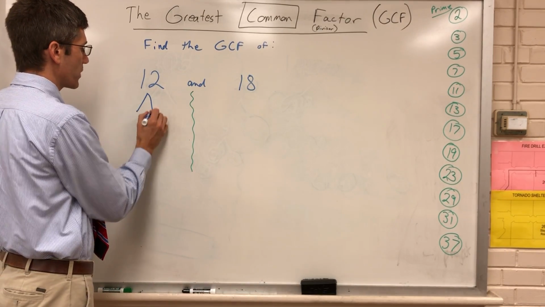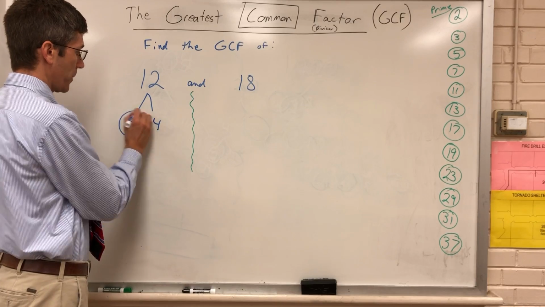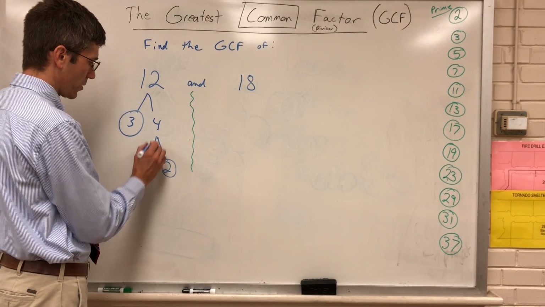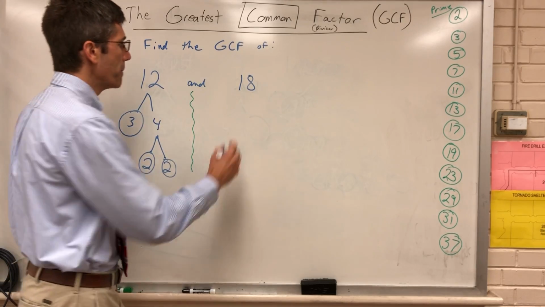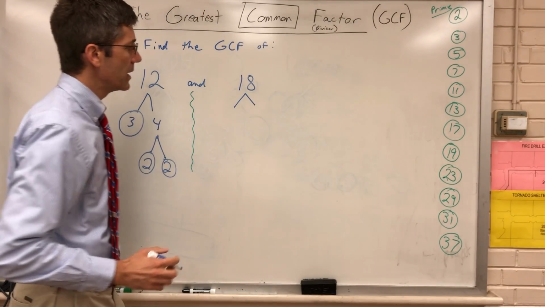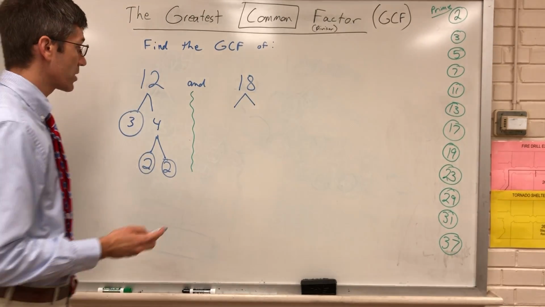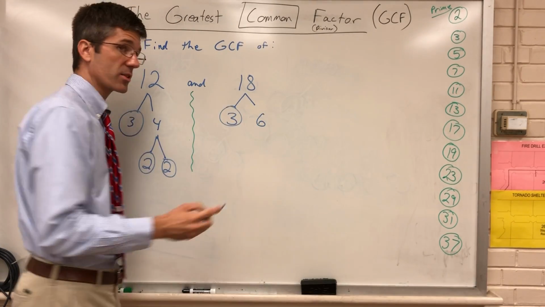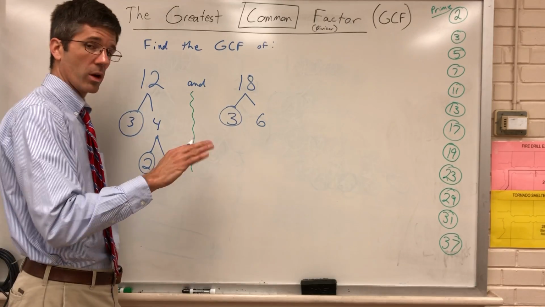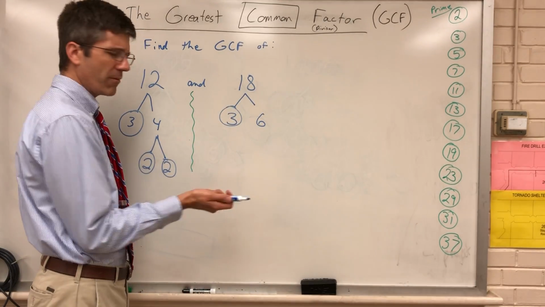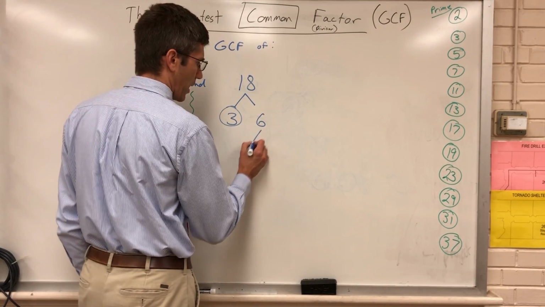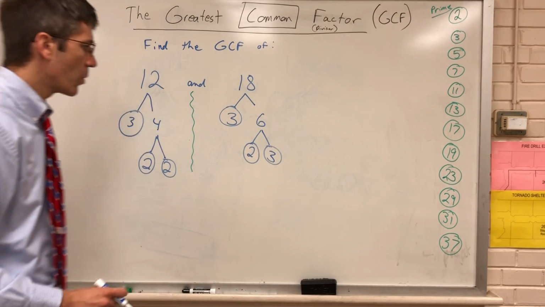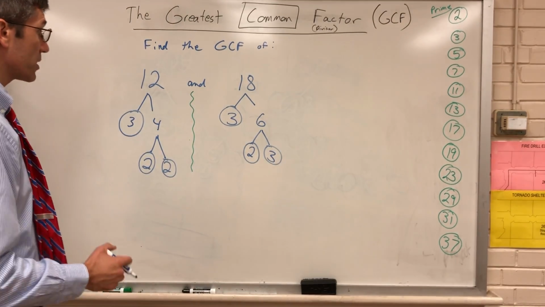So let's say that 12 is 3 times 4. 3 is prime. 4 is 2 times 2. So we factored that one. I'm not going to waste your time with a previous lesson. 18 is, let's see, we have a couple options. We could do 3 prime times 6. We could also do 2 times 9. Either one, you're going to get the same thing over here. We're not finished because 6 is not prime. So 2 times 3.